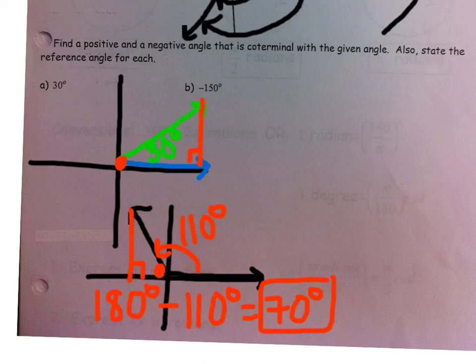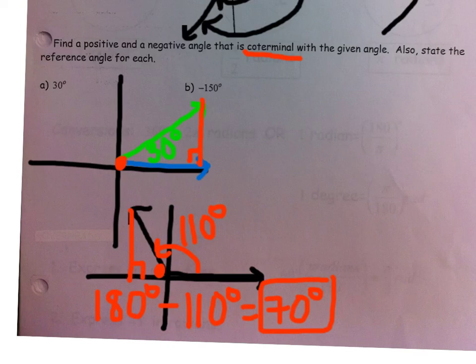So now if we go back to my original part A here, my 30 degrees, I've graphed it, 30 degrees in the positive direction. Reference angle would be that 30, because I connect it down to the x-axis. And now I want to find what I call a coterminal angle. Here's what a coterminal angle is.